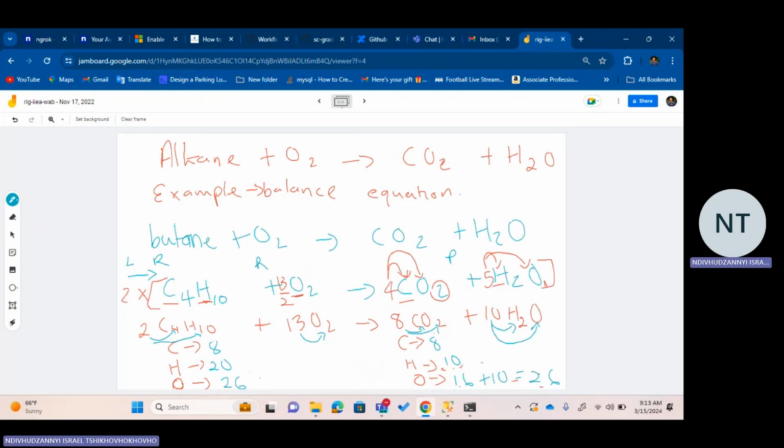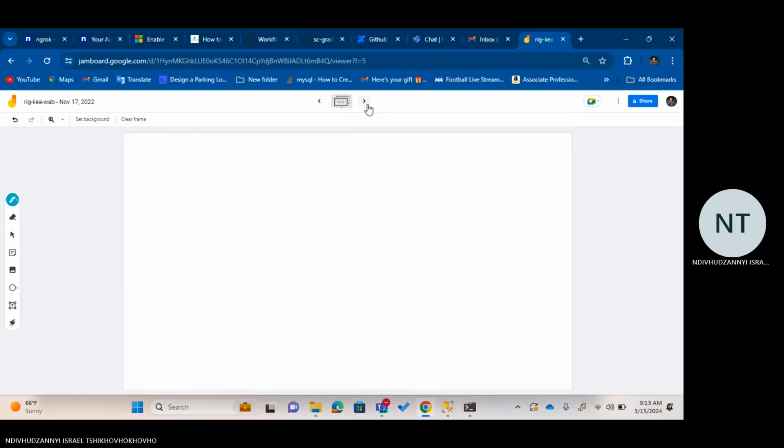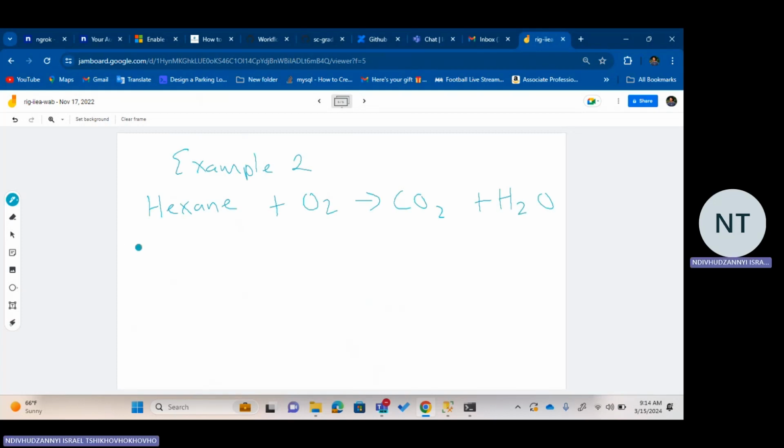Let's proceed and do another example. Let's find the molecular formula. So hex means 6. 6 times 2, 12 plus 2, 14. So C6H14 plus O2 to form CO2 plus H2O. Let's balance.